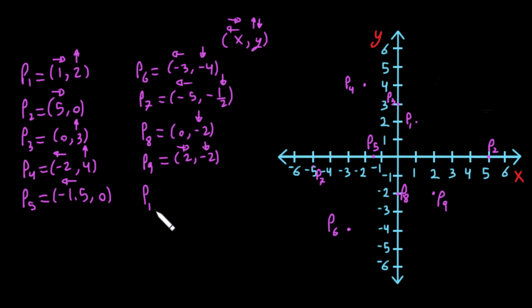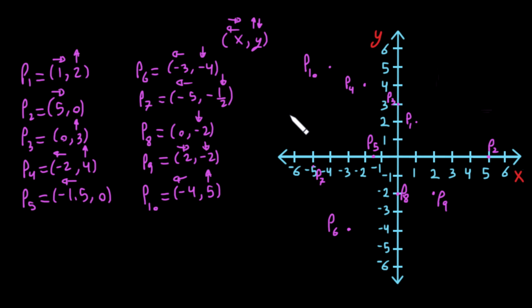Let's draw the last point. Let's say P10 equal negative 4 and 5. Since this is negative, so left. Since this is positive, so up. You have to think left, right, up, down. Since x is negative 4, so negative 1, negative 2, negative 3, negative 4, and 5 steps up, 1, 2, 3, 4, 5. So here is P10, negative 4 and 5.